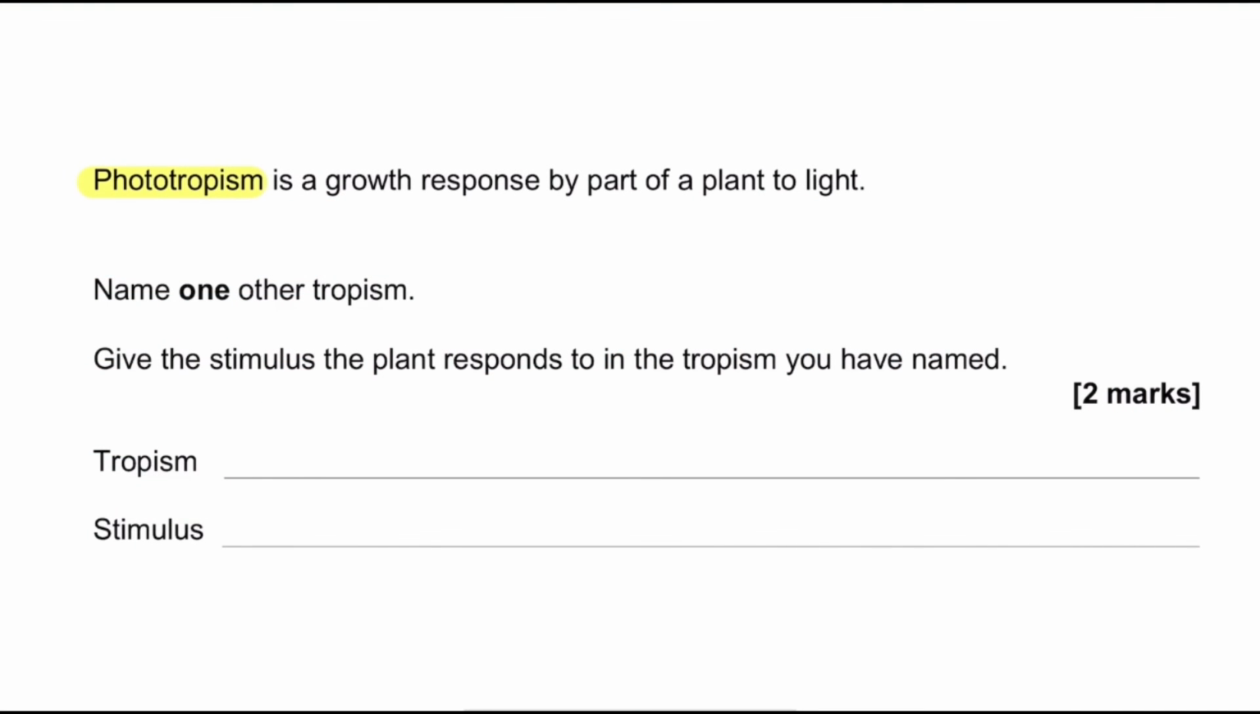Phototropism is a growth response by part of a plant to light. Name one other tropism. Give the stimulus the plant responds to in the tropism you have named. The first answer you might go for here is geotropism, and this is stimulated by gravity.